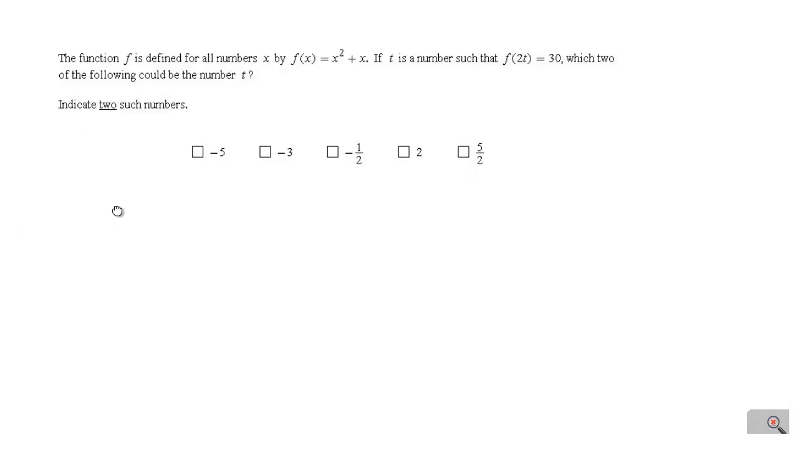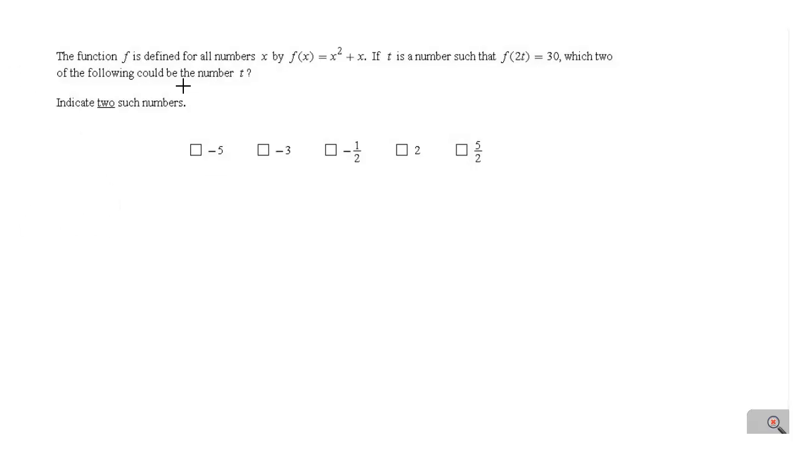So this question says the function f is defined for all numbers x by f of x is equal to x squared plus x. If t is a number such that f of 2t is equal to 30, which two of the following could be the number t? It indicates two such. So now how do we do this?